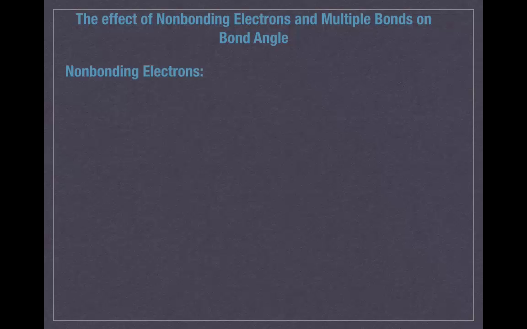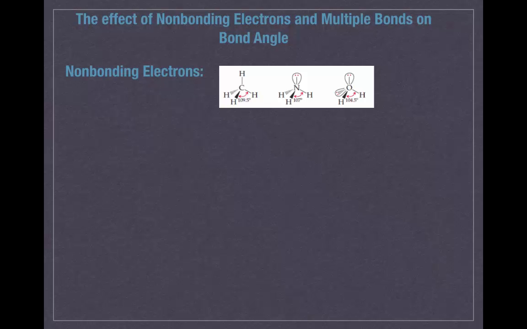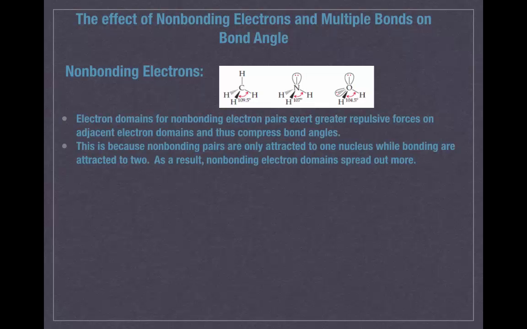So for non-bonding electrons, as you can see from this example, CH4 is your tetrahedral molecular geometry. It has an angle of 109.5, which we predicted. Now, if I still have 4 electron domains, however, one of them is non-bonding, notice that the bond angle actually decreases. And then if I have 2 non-bonding domains, the angle decreases even further. So why exactly does that happen? Well, the electron domains for non-bonding electron pairs exert greater repulsive forces on the adjacent electron domains. As you can see, in the middle one, those non-bonding electrons are pushing the hydrogens down further so that the angle between hydrogens has decreased, so it compresses the bond angles.